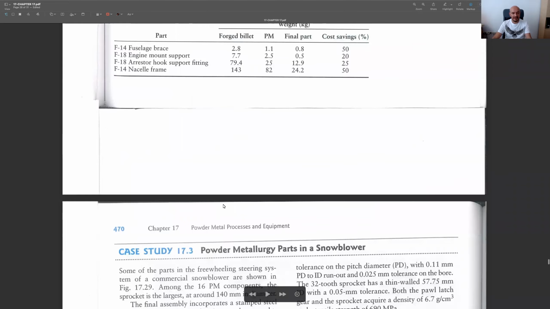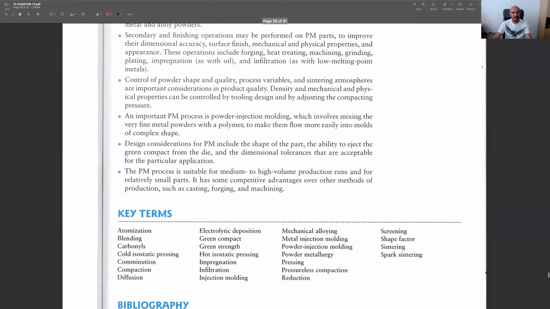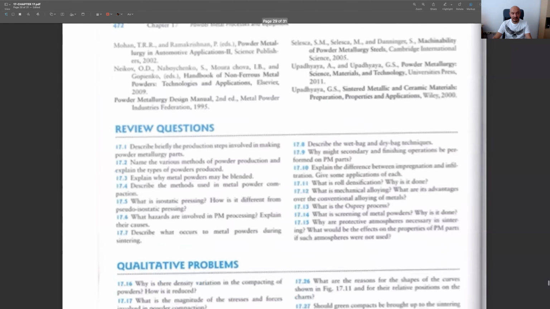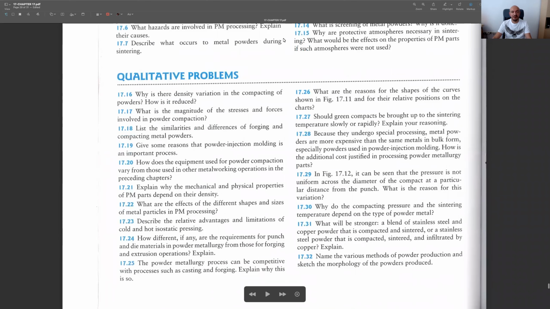And this is all, I think, for this chapter. Make sure that, again, you have a look at these review questions and qualitative problems.